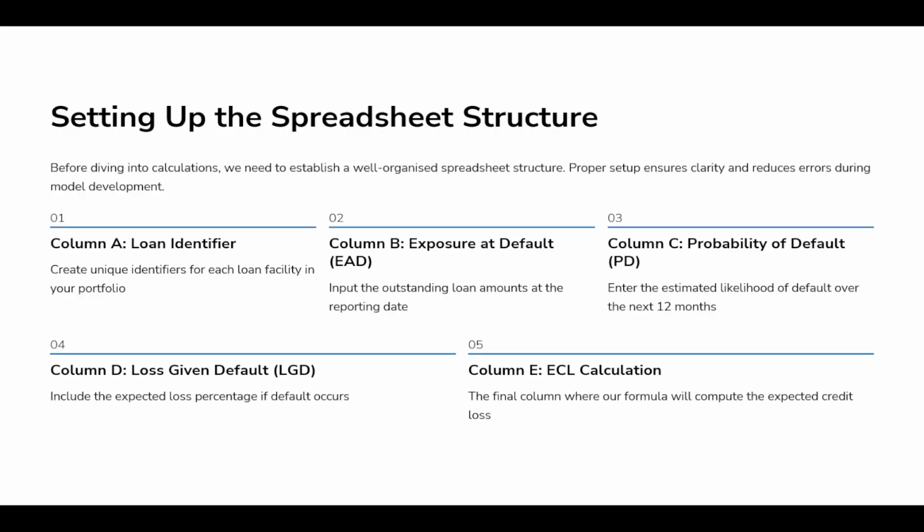Start by setting up your spreadsheet with 5 columns: loan ID, exposure at default, probability of default, loss given default, and the final ECL calculation. Next, enter some sample data.